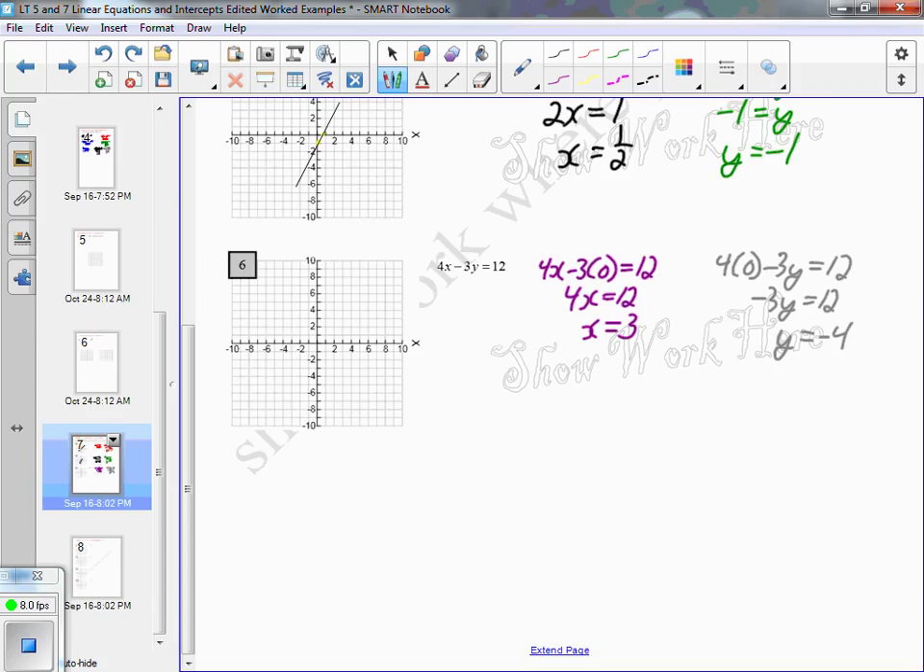X equals 3 is the x-intercept. So we put a dot there on the x-axis at 3. Y equals negative 4 is the y-intercept. So go to the y-axis, put a dot at negative 4, and then draw a line. Like so. Questions?